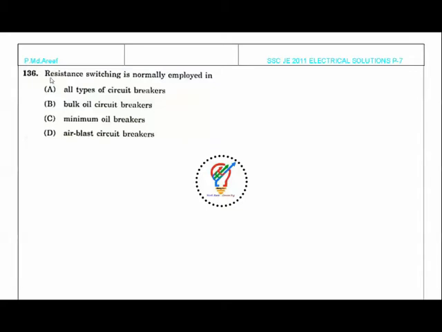The question here is, the resistance switching is normally employed in. The options are all type of circuit breakers, bulk coil circuit breakers, minimum oil circuit breakers, air blast circuit breakers. The resistance switching is normally employed in air blast circuit breakers.